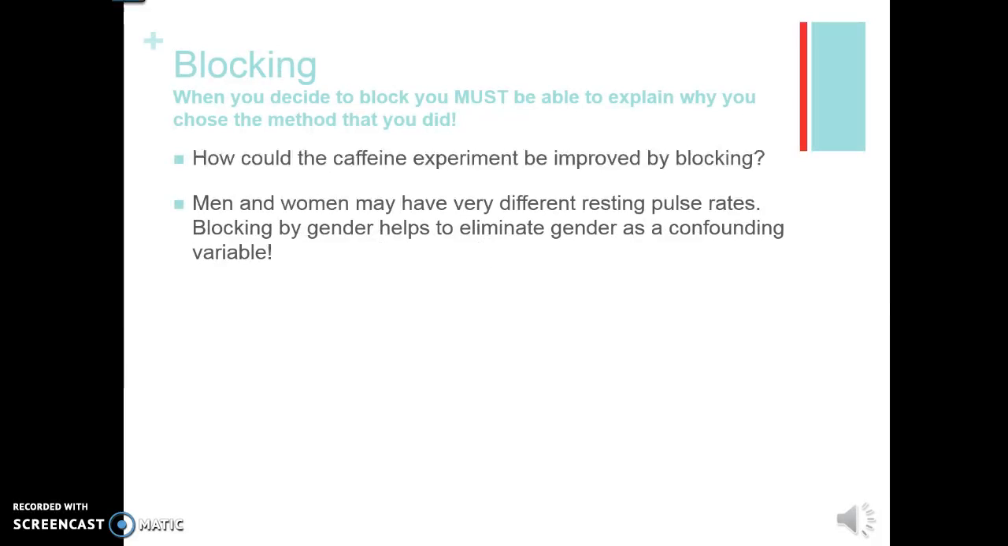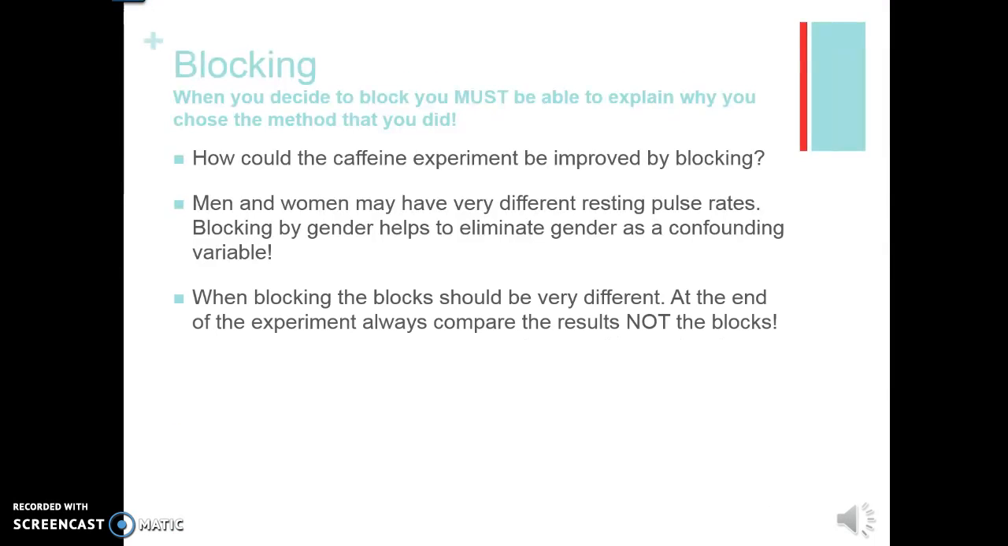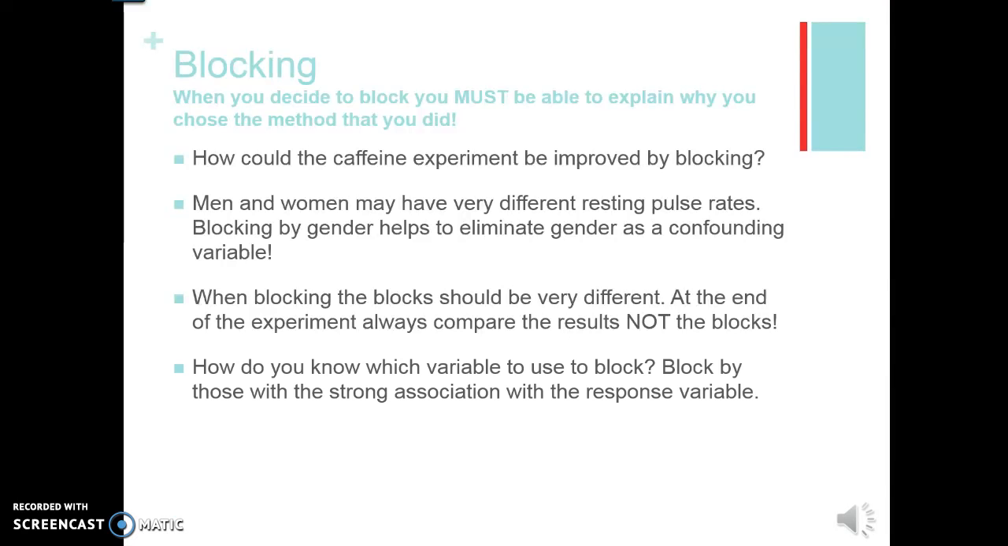All right, so how could we improve the caffeine experiment by blocking? Now, we just talked about this. Men and women might have different resting pulse rates. So blocking by gender helps to eliminate gender as a confounding variable. So I'm going to block male versus female. Then males and females are each going to be randomly assigned to caffeine or no caffeine. When blocking, the blocks should be very different. If you have two blocks that are similar, there's no point in blocking. At the end of the experiment, you compare the results of everybody. You don't just compare the blocks. Okay, so that's important.